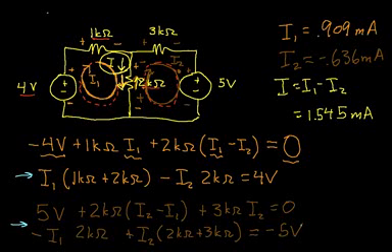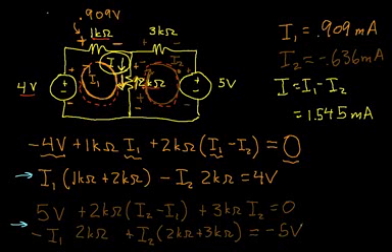I could also ask, what's the voltage across this 1K ohm resistor, for example? Suppose I need to know that. Well, that is going to be 1K ohms times I1, which will be 0.909 volts. Okay, so that pretty much wraps up the introduction to mesh analysis.